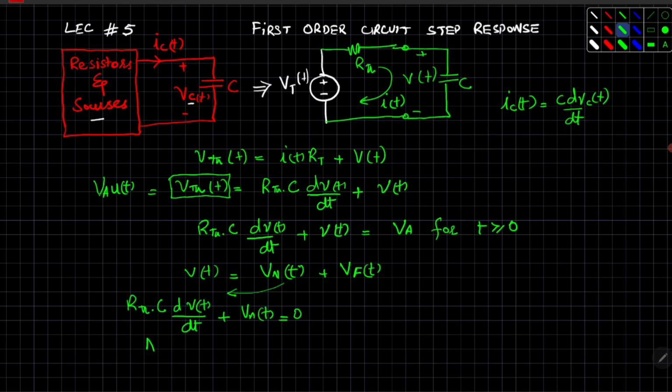So its solution was Vn(t) equal to k e raised to power minus t over tau. And of course, tau here is R Thevenin times capacitance. And this whole scenario is for time greater than or equal to 0.